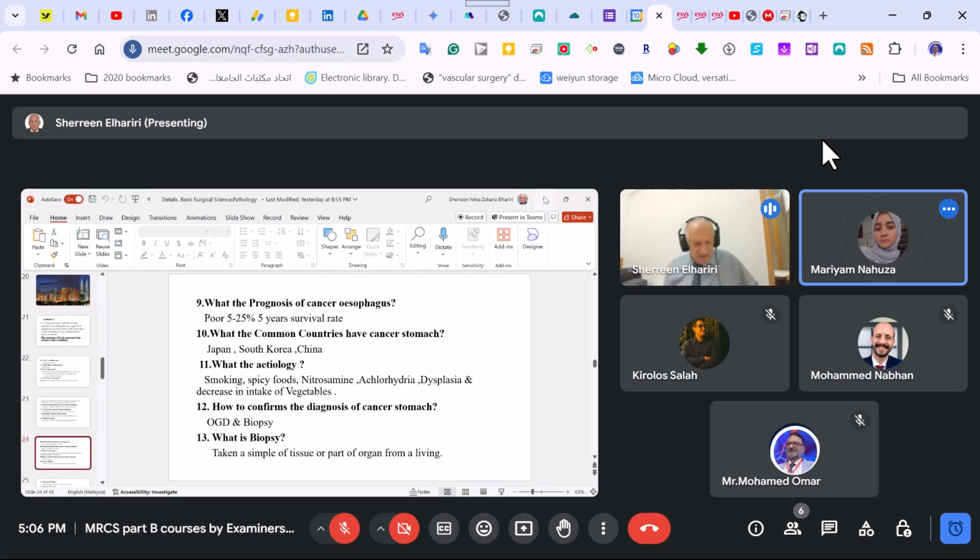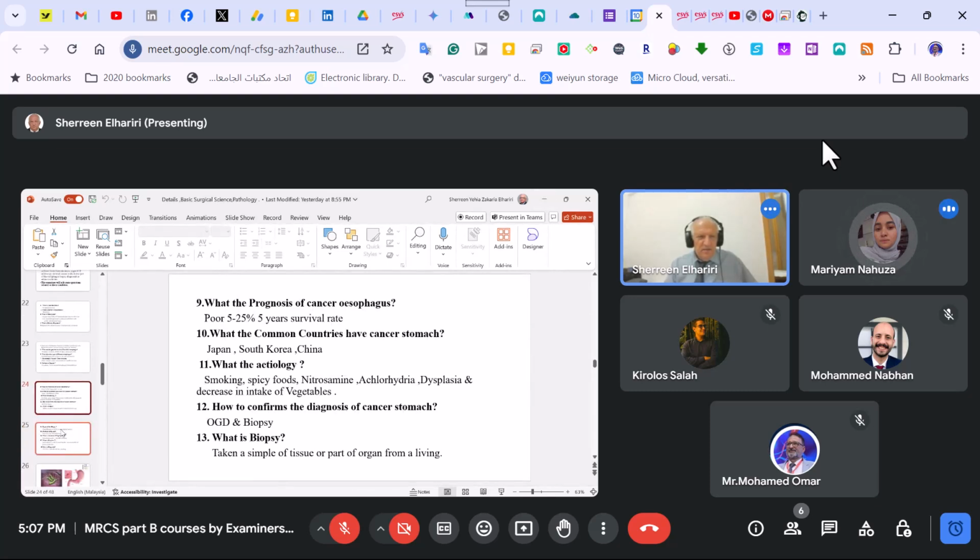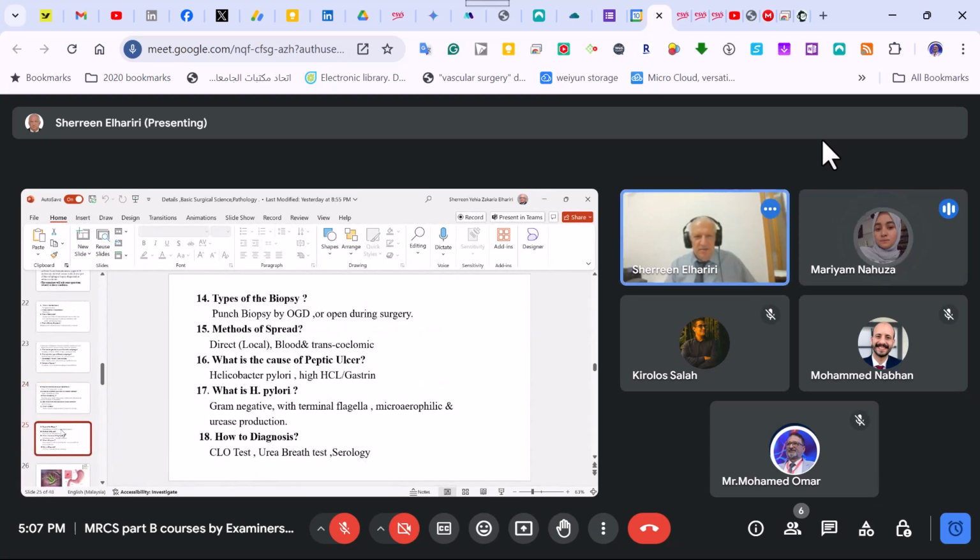What is the method of spread of cancer of the stomach? It can spread by local spread and direct seeding, causing Krukenberg. What do you call direct seeding? Krukenberg or transcoelomic? Transcoelomic. Krukenberg accepted. No problem.